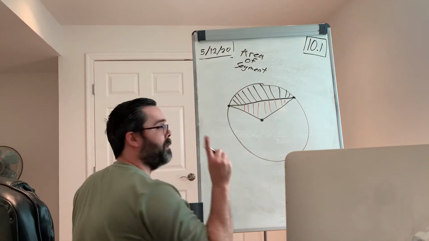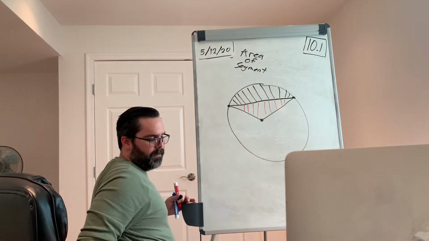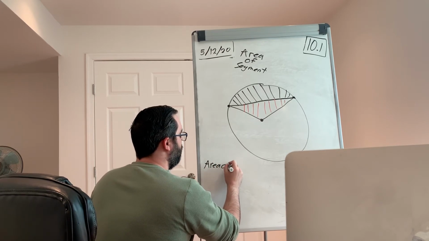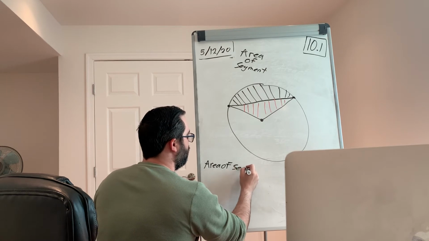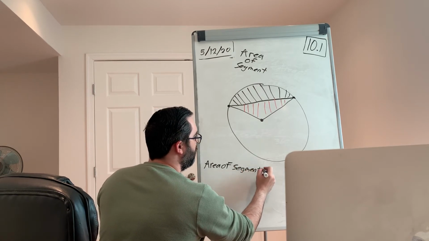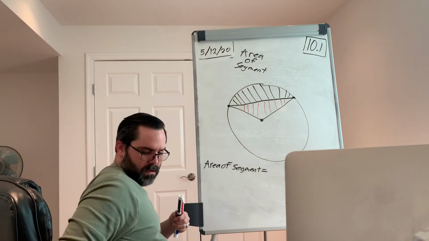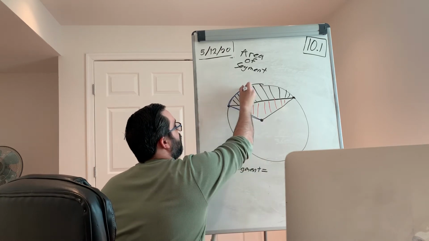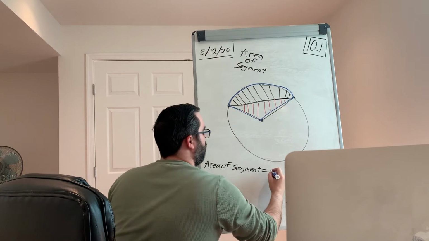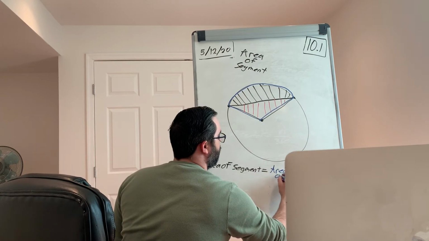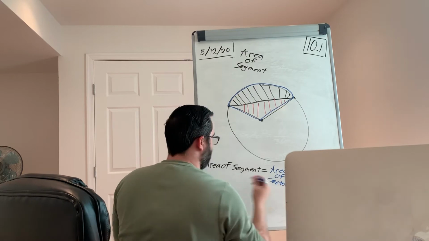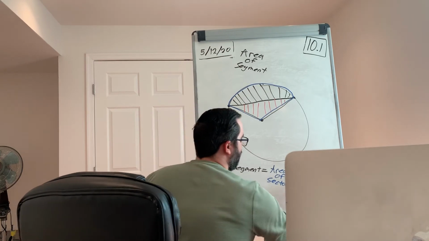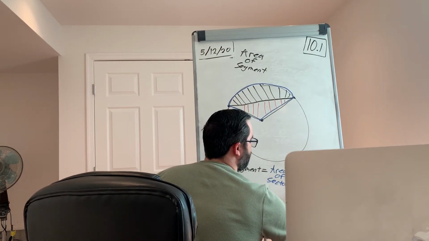So, here's the formula. Area of segment equals area of sector minus area of triangle.